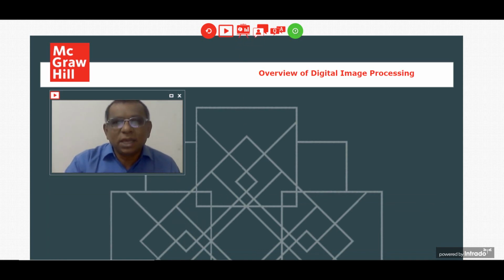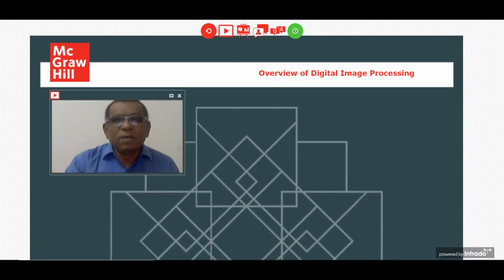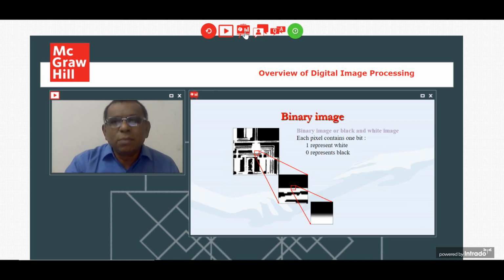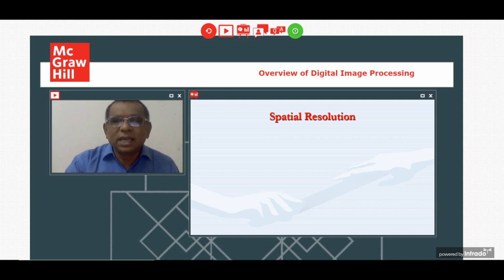In the case of a binary image, it will be represented in the form of ones and zeros. Each pixel will be represented in terms of ones and zeros. So these are the three broad classifications of images. Strictly speaking, it is a raster image.